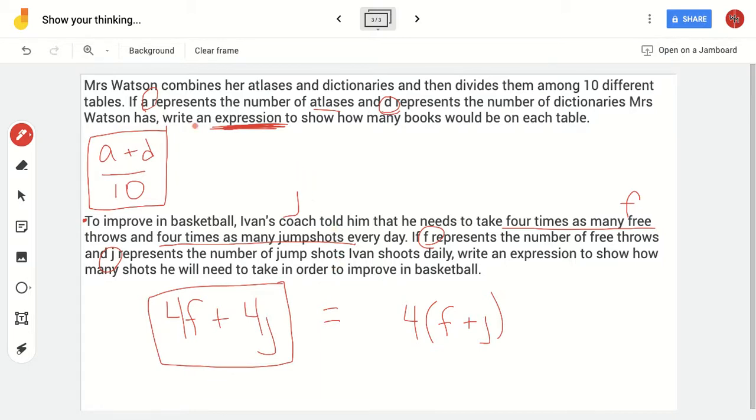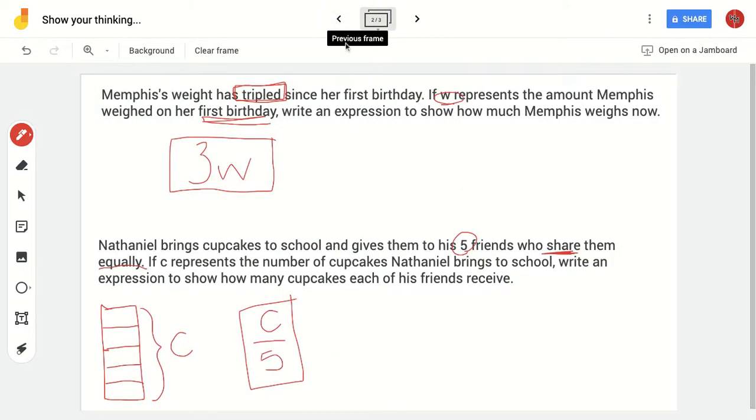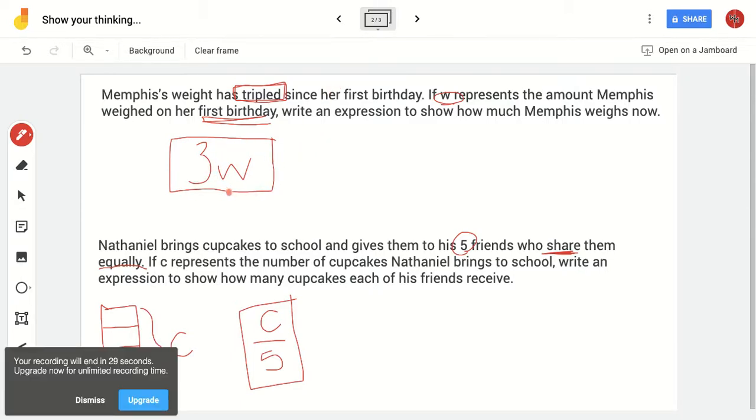Okay? All right, so to sum it up, I didn't even talk about this, but a lot of times it doesn't matter what the variable is used unless it asks specifically in the question for you to use a certain variable, but you'll notice that they're often like the first letter of what they represent. D for dictionary, A for atlas, J for jump shots, F for free throws, W for weight, C for cupcakes. You see what I'm saying? So this just represents an idea, okay? Weight, or this represents an idea, and then you're doing something to it. All right, good luck.